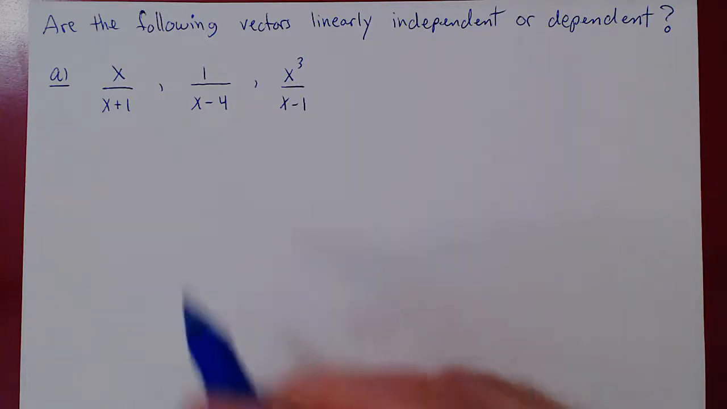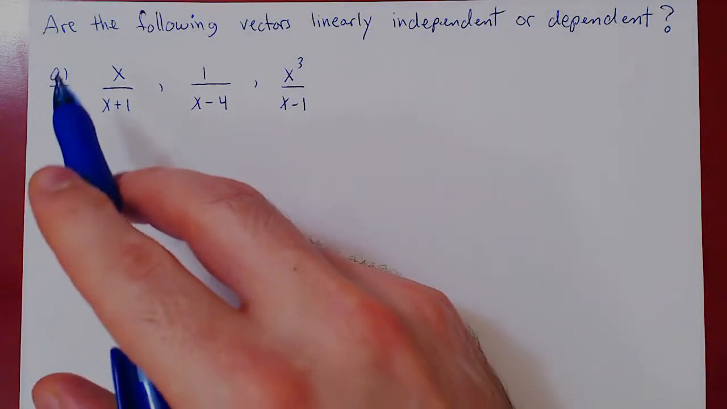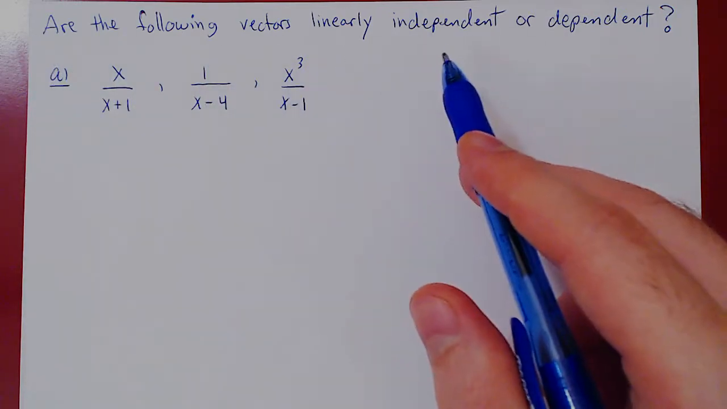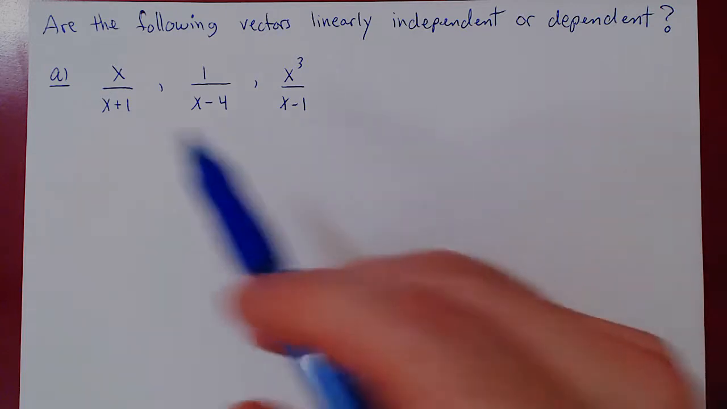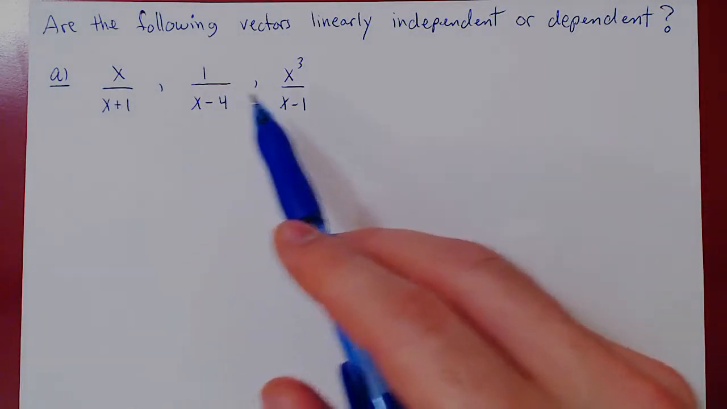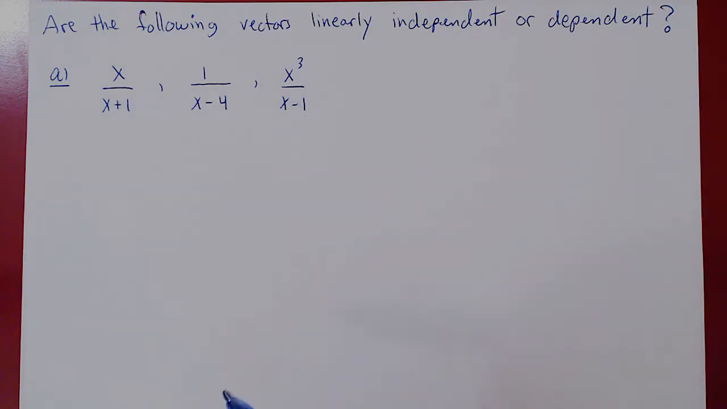Okay, so in this video, we are considering other examples of the following question. Are the following vectors linearly independent or dependent? In this example, we are considering three vectors as rational functions.